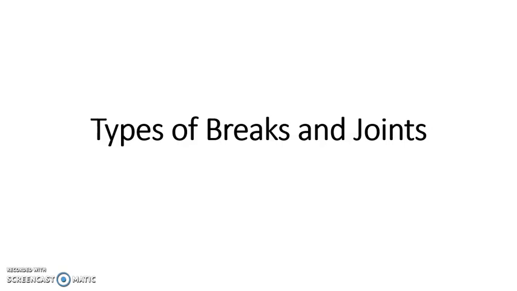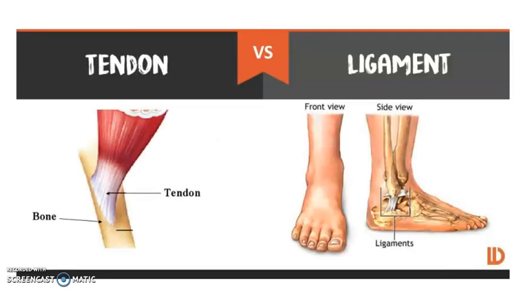Hey everybody, today we are going to take a look at types of breaks and joints. We are talking about the skeletal system as well as the muscular system here. And the skeletal system, remember, is not just the bones of the body, but it also includes things like cartilage, which we have in the tip of our nose or in our ears. And it also includes tendons and ligaments. Ligaments are fibrous materials that connect bone to bone, where tendons connect muscle to bone.